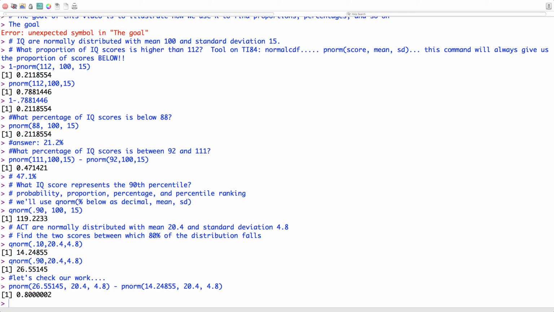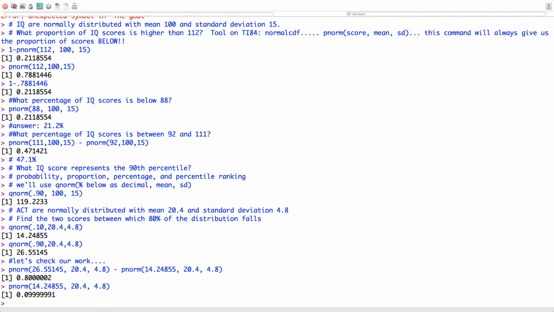Now, just because the area between those two values is 80%, how do we know for sure that that's the middle 80%? Well, we could do this. Let's take pnorm(14.24855, 20.4, 4.8). How much area should be to the left of that value? Well, it should be close to 10%. You guys, that's pretty good. That's pretty close.